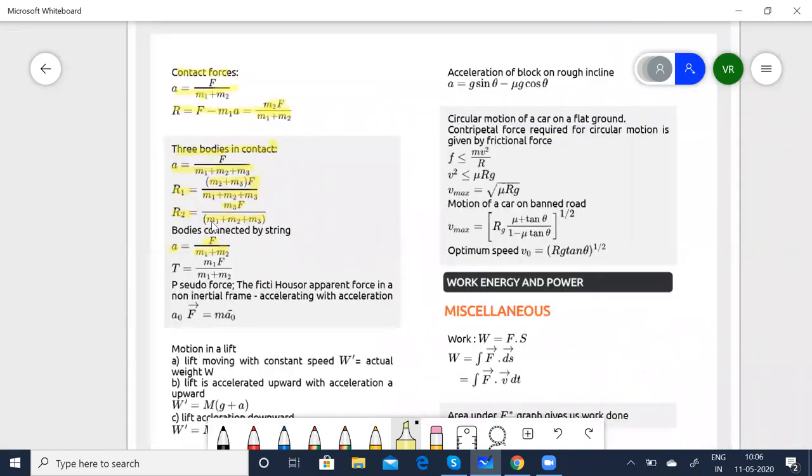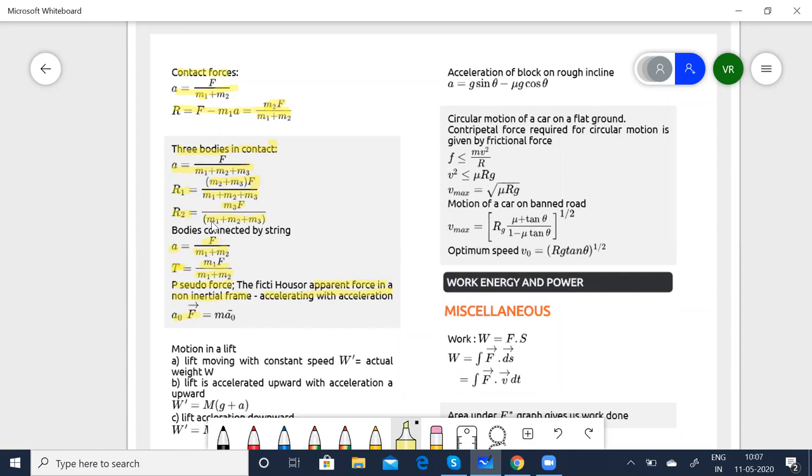Okay. Now the tension. Whenever the bodies are connected with a string, obviously there is going to be tension due to the string, right? So T is equal to m1F by (m1 plus m2). What is the pseudo force? It is the apparent force in the non-inertial frame. The pseudo force is nothing but the apparent force in the non-inertial frame accelerating with acceleration, suppose we take that as a0, then the pseudo force is equal to m times a0.